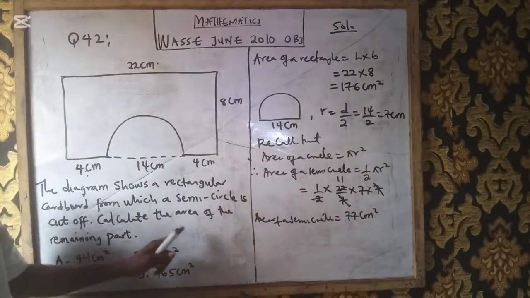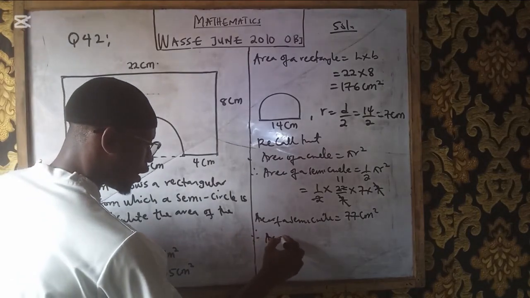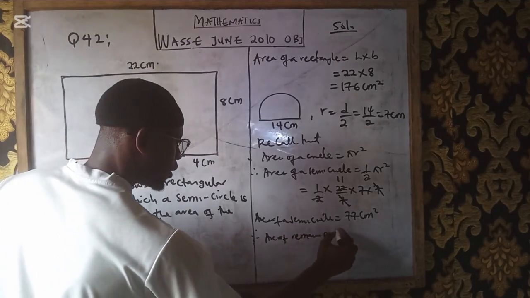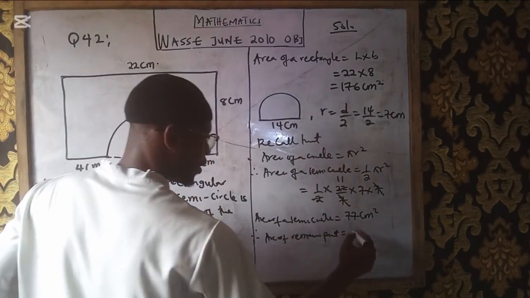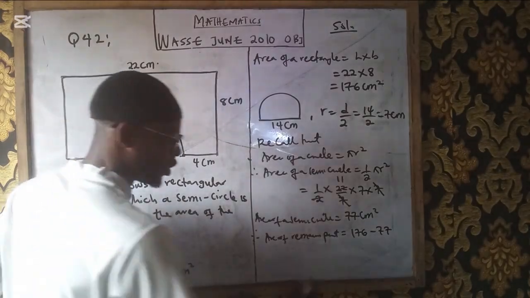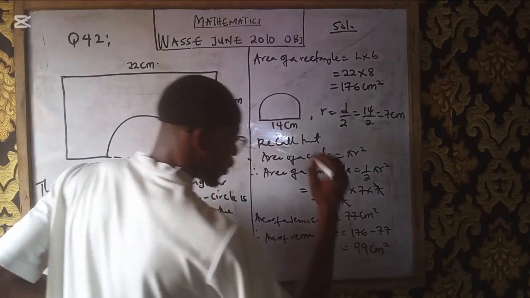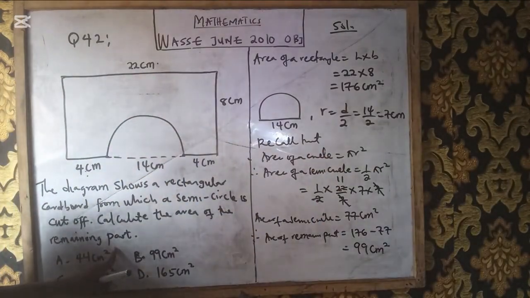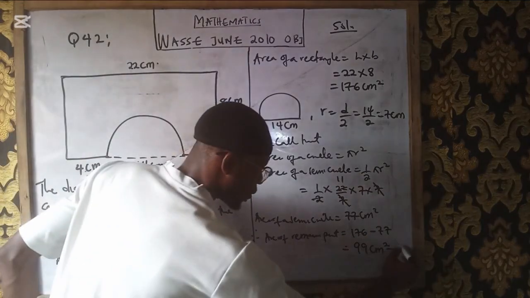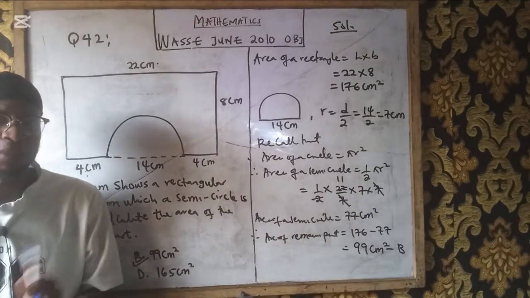So for us to get the area of the remaining part, the area of the remaining part will now be 176 minus 77. Subtract it. And that should give us 99 centimeters squared, which is the final answer to the problem. This is how to solve problems like this. So that's option D. So when you see this kind of problem, you don't need to be scared. You understand? Just analyze the shape, and that's all.